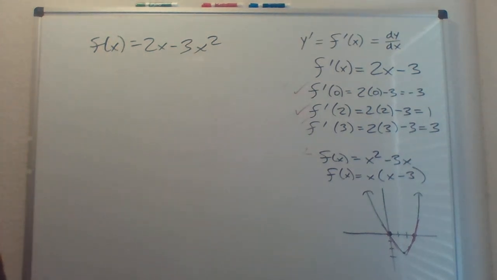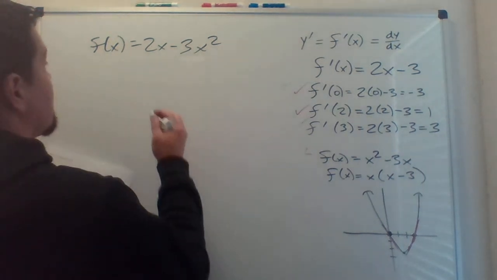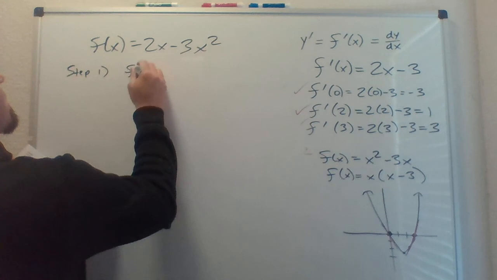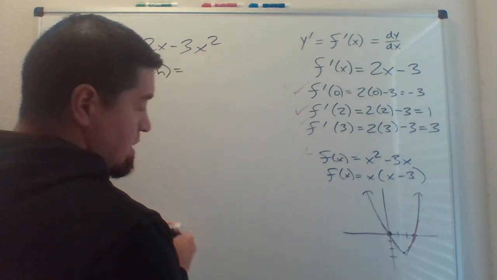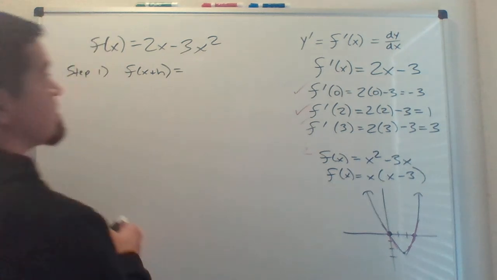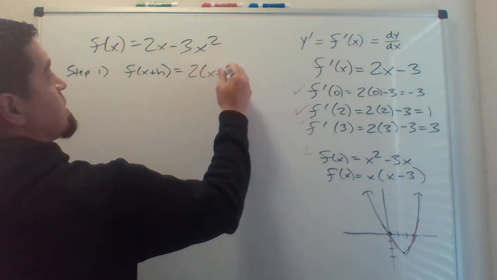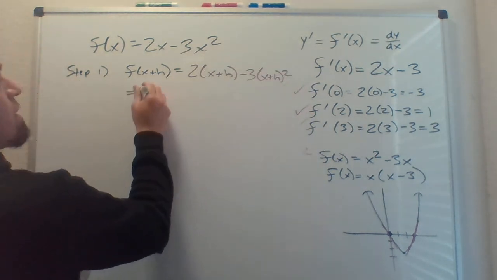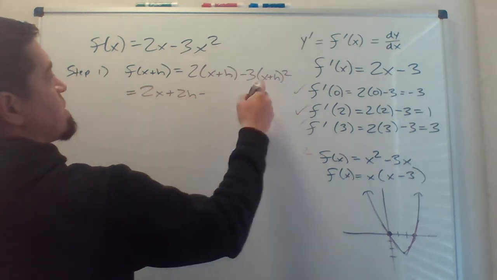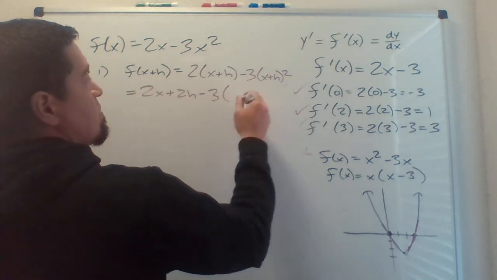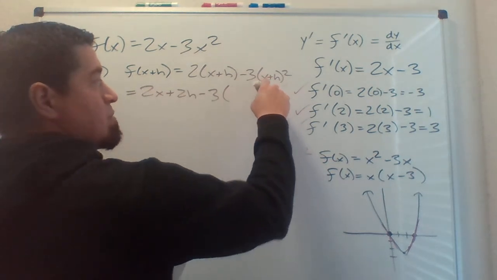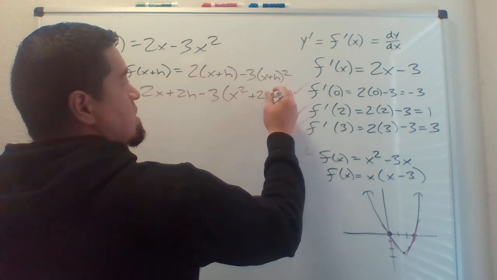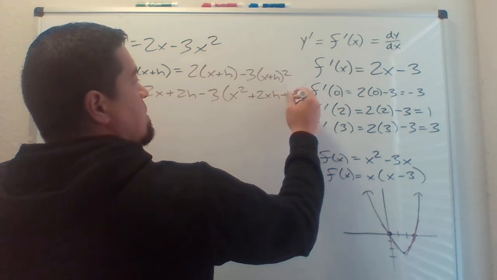So we'll do that. Now, on this one, the steps are the same, right? Step 1, you're going to do f of x plus h. And what that means is you're just going to substitute x plus h into the formula. So 2 times x plus h minus 3 times x plus h squared. 2 times x plus 2 times h, minus 3, is going to hang out here while I figure out what's going on in here. x times x, x squared, x times h, xh, h times x, xh, that adds up to 2xh. h times h, h squared.